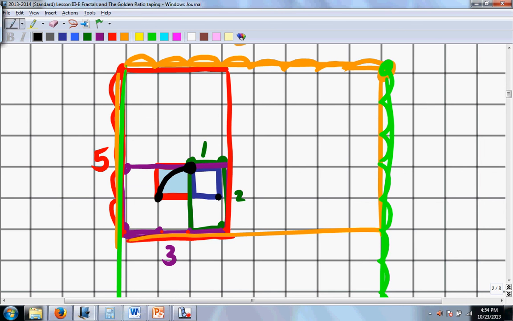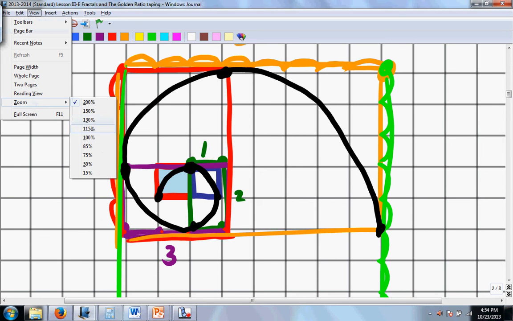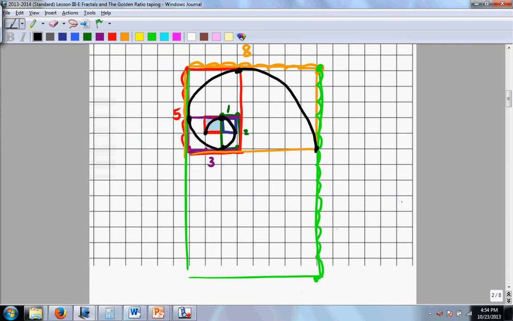Now we're going to connect these corners here and here. Okay, see the purple? Let's connect here to here. Now we'll connect here to here. And connect where these corners meet. Now we're going to connect where these corners meet.